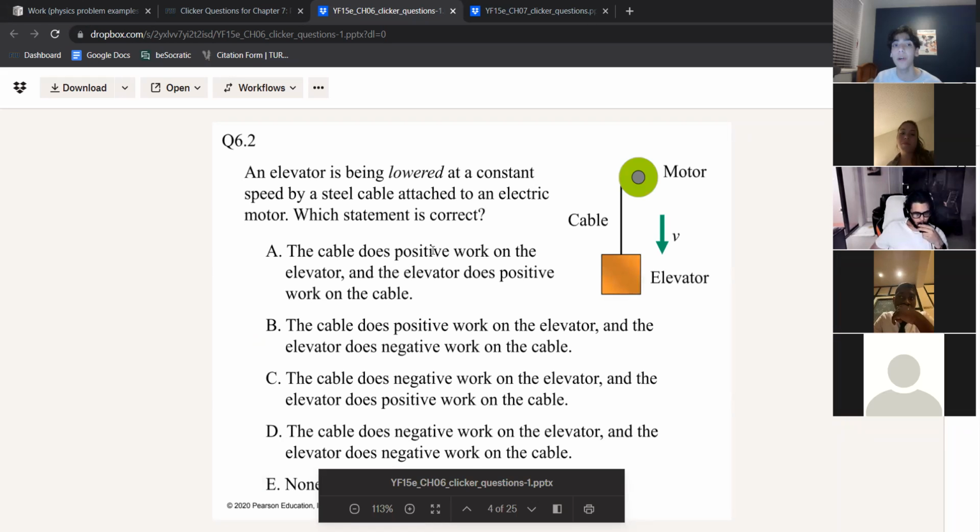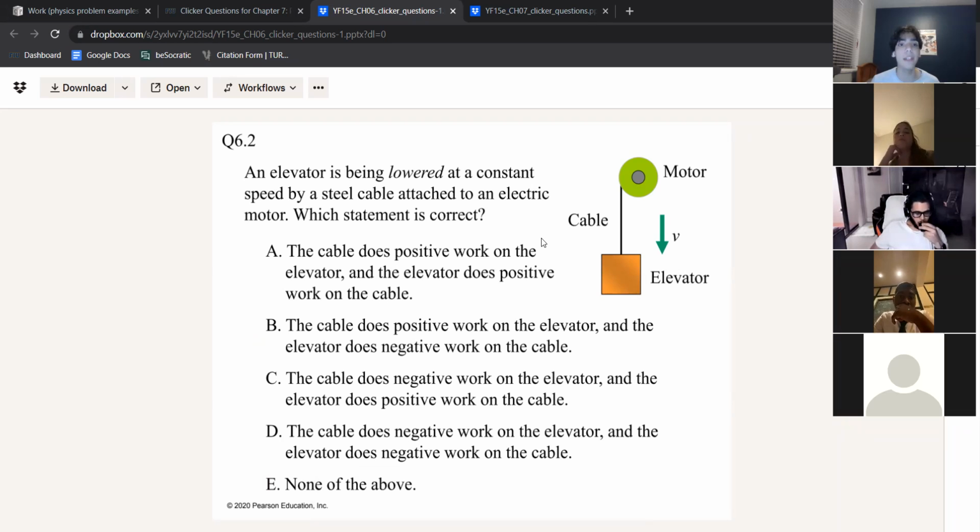Question 6.2, I'll read it aloud. An elevator is being lowered at a constant speed by a steel cable attached to an electric motor. Which statement is correct? Before we jump in, it's important to note that this question is kind of the opposite of the last one. It's talking about an elevator being lowered instead of lifted, and the velocity is going downwards at a constant rate. So how are we feeling about this one?